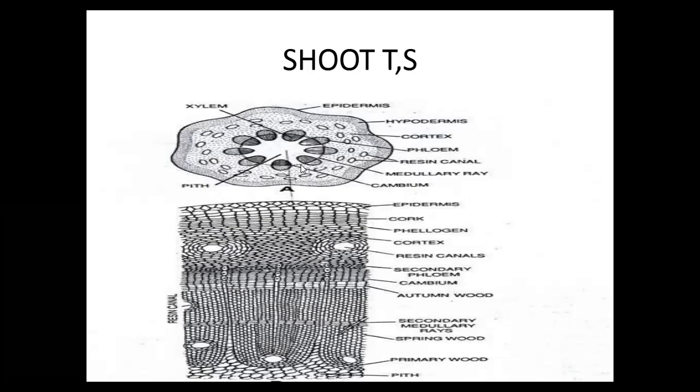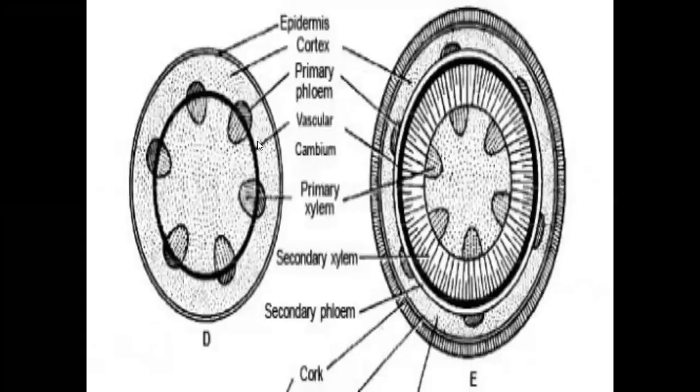Now we discuss the secondary shoot TS. Here are the vascular bundles, arranged in the radial position. Which type are they here? Conjoint, collateral, open, endarc type vascular bundles. Between the two vascular bundles, medullary rays are present. With the help of medullary rays, new cambium strips are developed. The new cambium strip is called intervascular cambium.